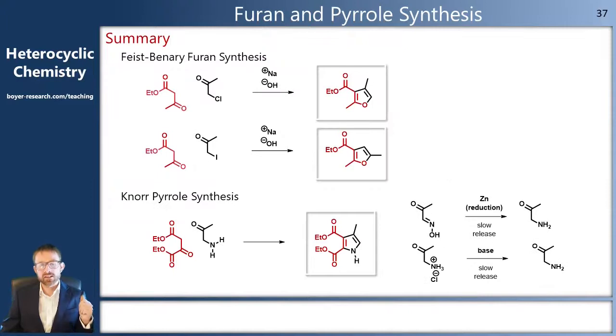So, we've seen a few different syntheses of furans and pyrroles. We've seen the Feist-Benary synthesis, which uses a 1,3-dicarbonyl species and an alpha halo carbonyl, and depending on whether that halogen is a chloride or iodide, we can tune the order of reactivity and select between two products. We've also seen a Knorr pyrrole synthesis, again exposing a 1,3-dicarbonyl, but this time with an alpha amino carbonyl, and we've seen that it is important to consider where we get that reagent from.